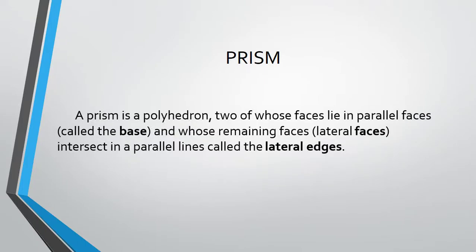We're going to discuss prisms: how to calculate the lateral area, the volume, and the surface area of a prism. But first, let us define what a prism is and define the terms that are used in calculating the prism. First, a prism is a polyhedron. Two of its faces lie in parallel planes called the bases, and its remaining faces, called the lateral faces, intersect in parallel lines called the lateral edges.